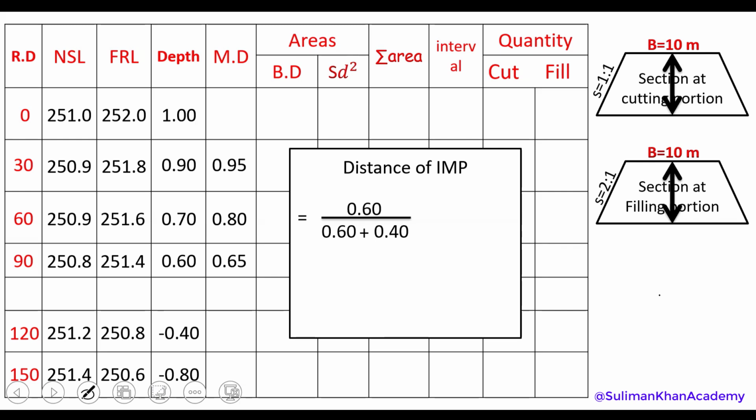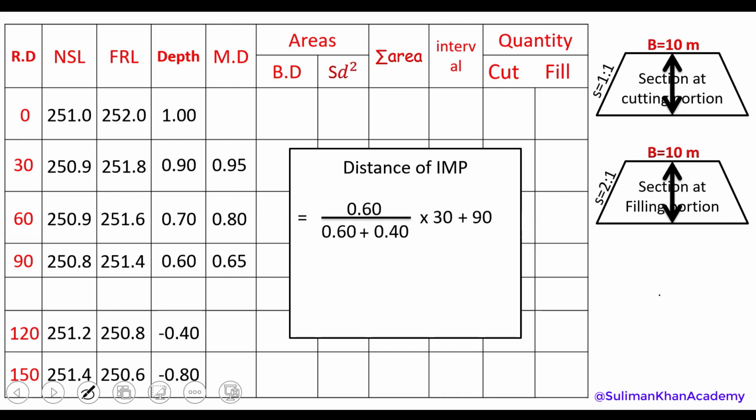And this is the same thing as similarity of triangles, okay? The same way as we determine the point of contraflexure, if you're a little bit familiar with that from structural analysis. Then we multiply this with the interval, or the distance between two stations. That is the distance between station 90 and 120, so it's just 30, okay? And then we will add the last station.